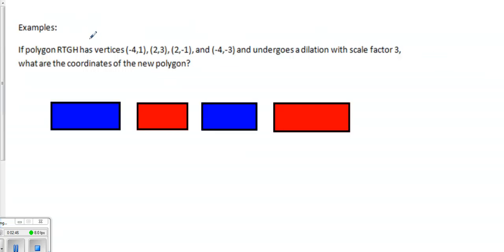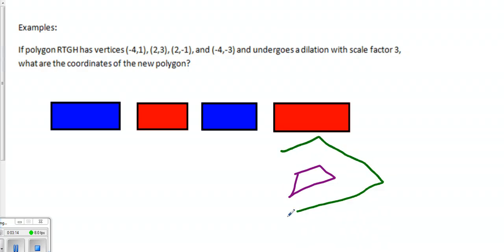So if we have the polygon RTGH and it has vertices at -4, 1, 2, 3, 2, -1, and -4, -3. And we say that it undergoes a dilation with a scale factor of 3. What are the coordinates of the new polygon? Now that might look something like this. That would be our original figure. Well, if it's a scale factor of 3, everything is getting 3 times as big from the center. We should say then that the center was right here. So everything just moved out 3 times as far.